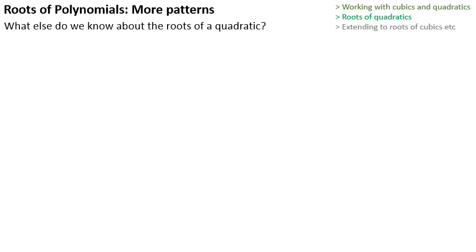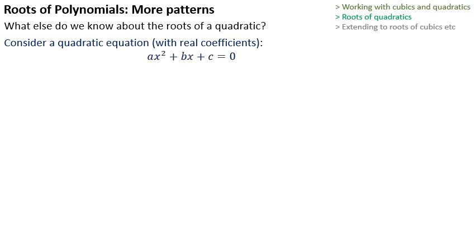Now we're going to look at a few more patterns we can see. Is there anything else we can say for sure about the roots of a quadratic, even if we're talking in the general case where we don't have particular information about exactly what the roots are? So let's start by thinking about a general quadratic equation, again with real coefficients. We always stick with real coefficients during this topic. You can work with quadratics that have complex coefficients, but some of what we're about to say doesn't apply when the coefficients are complex numbers. So we're talking about quadratics where A, B, and C are all real.